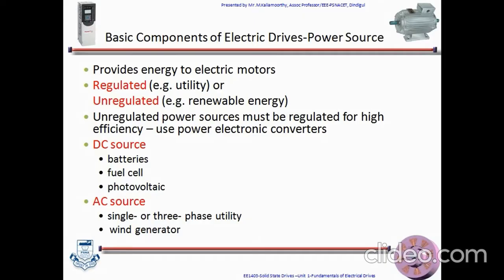Sources in general can be classified into two types, AC sources and DC sources. The main sources of DC are batteries, fuel cells and photovoltaic cells. An AC source may be derived from a single phase or three phase utility or from a wind generator.